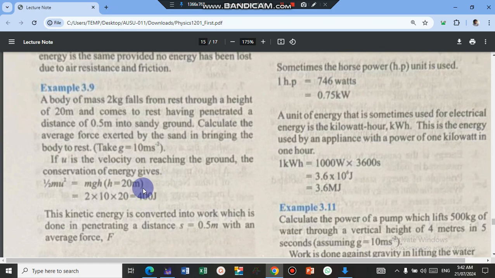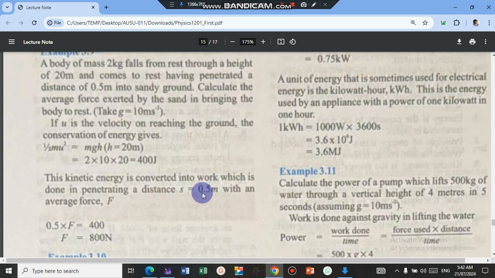So the sand will have to do work equal to this value to stop it, and the work done is force times distance. So from there, we know that our distance is 0.5 into the sand, and this is the force exerted by the sand. So the work done should be equal to this before it will be stopped. So 0.5 times F will be the work done. This is the distance times the force that we don't know, equal to this value, 400. When we divide both sides by 0.5, we will get the force as 800 Newton.